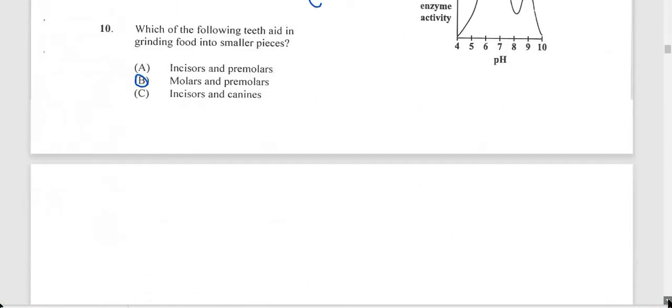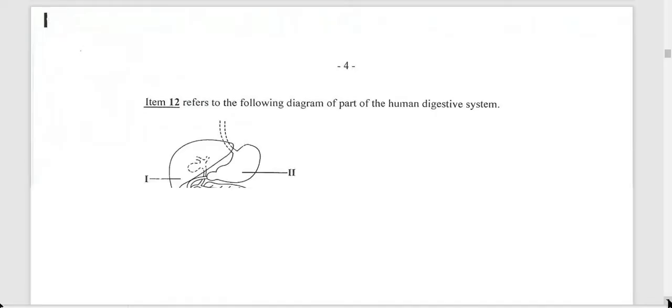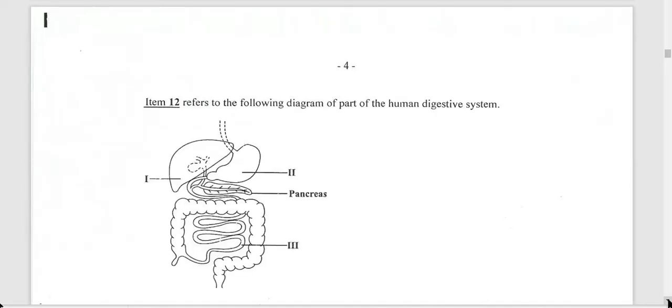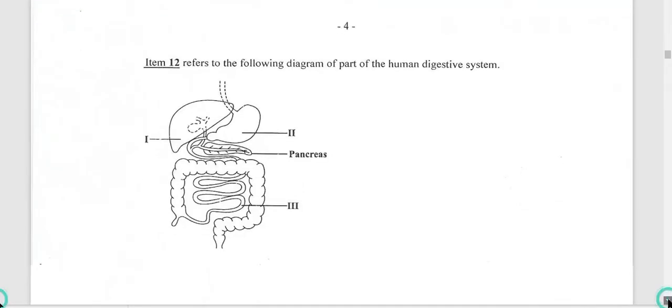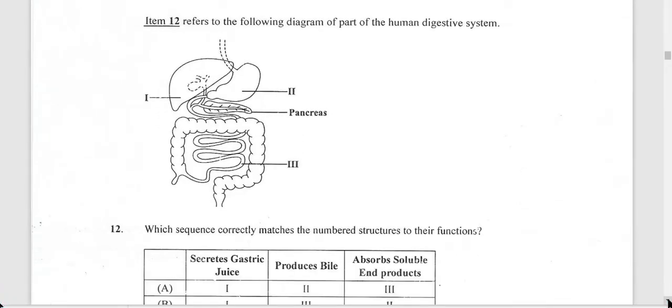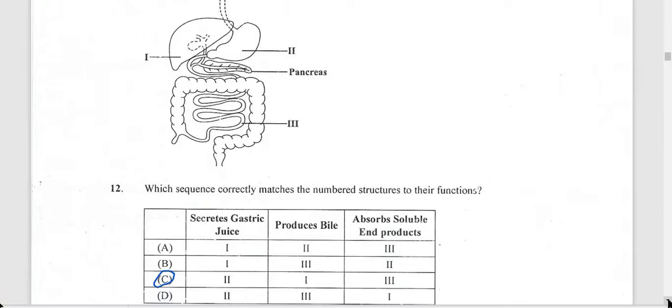And we move on to question number 12, which is again a repeated question. Refers to the following diagram of part of the human digestive system. There we have it nicely labeled, 1 being the liver, 2 being the stomach, then we have the pancreas there, and 3 being the small intestine. Now gastric juice is secreted, of course, by the stomach. Bile is, of course, made in the liver.